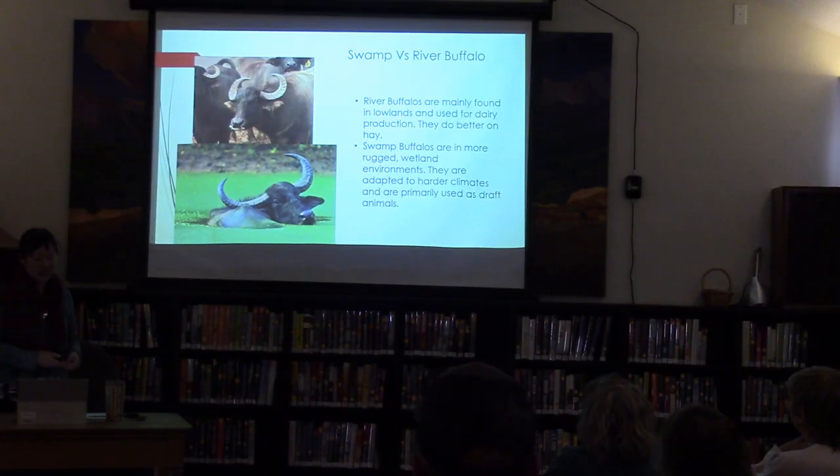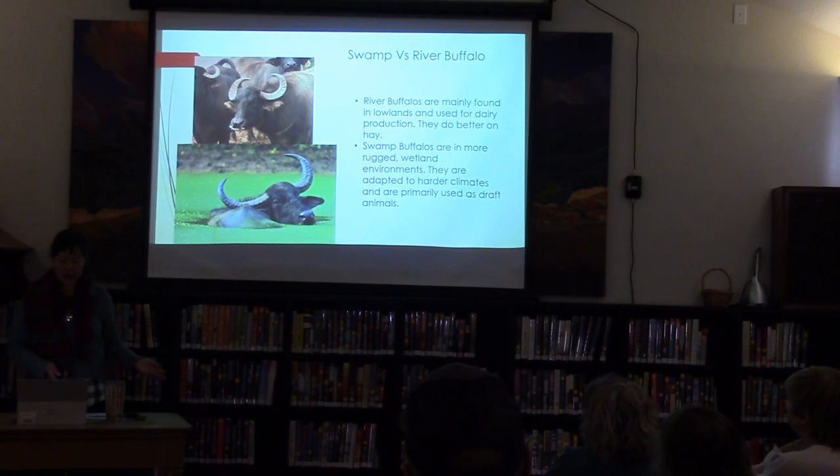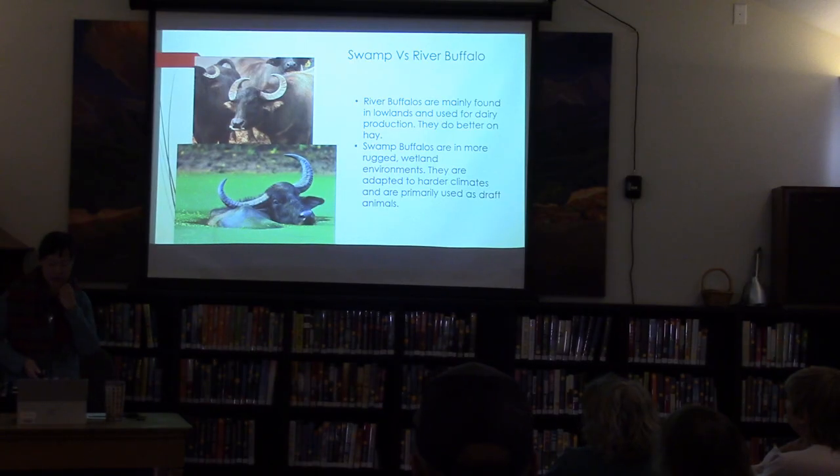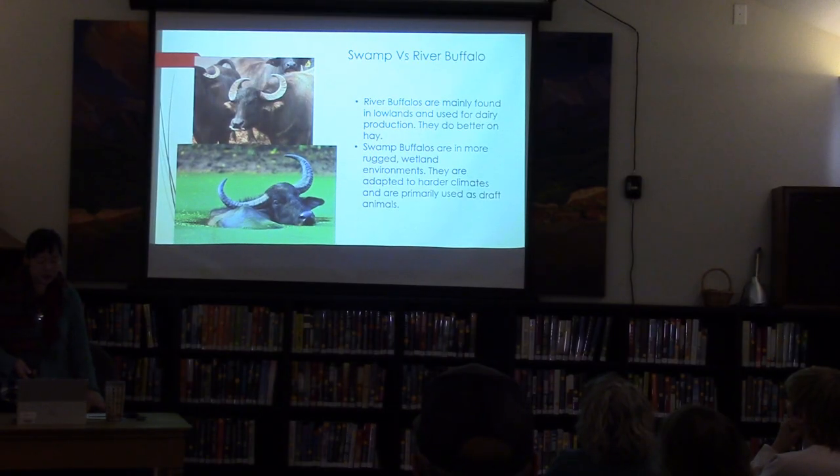This is live here. Okay, so there's different kinds of water buffaloes. There's the swamp and the river, and there's some key differences between them. The river buffalo are mainly found in the lowlands, and they're really great for dairy production. They tend to do better on hay, which is great. They also tend to have more hair.